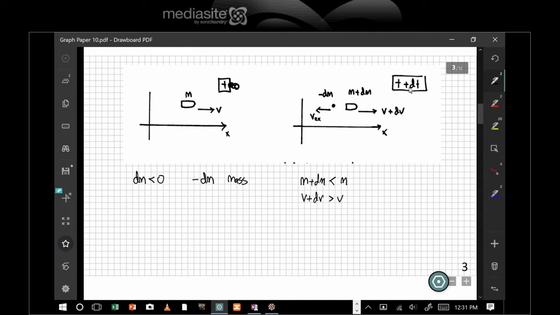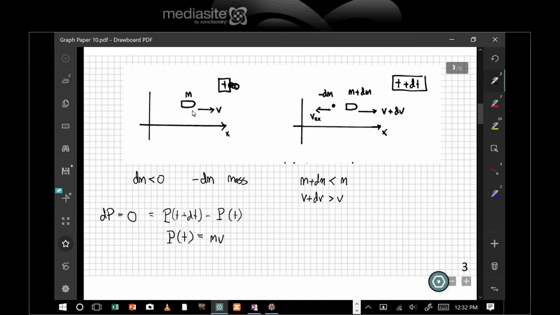Now we can write down, and we'll do this in class, we assume that the rate of change of the momentum is equal to 0. That's going to be equal to the momentum at time t plus dt minus the system momentum at time t. So let's write down those terms. The momentum at time t, from the first diagram, is just going to be m times v.